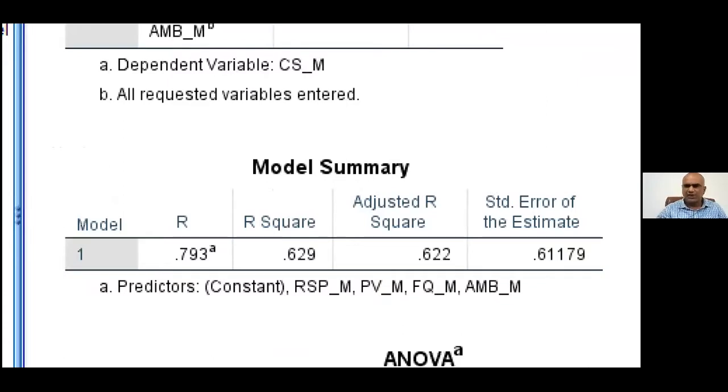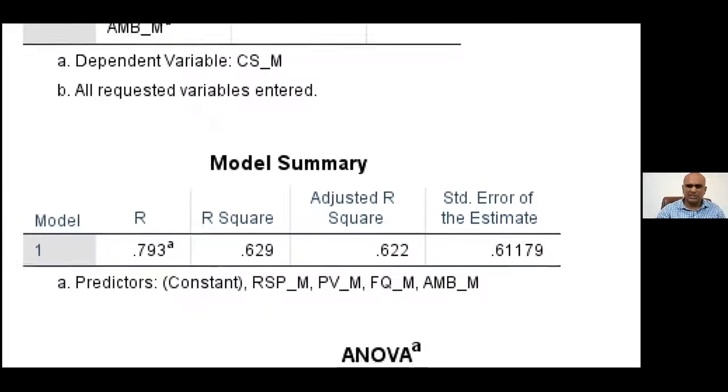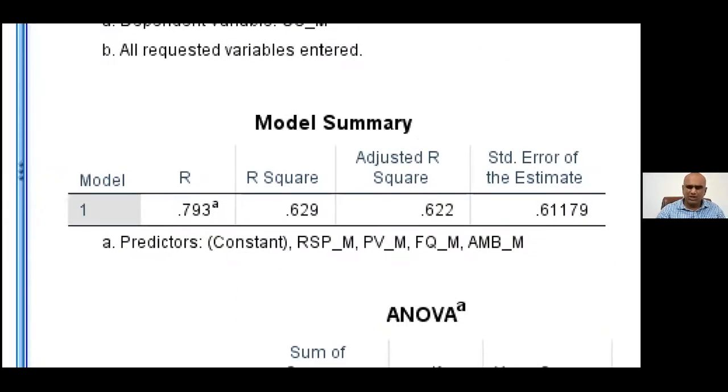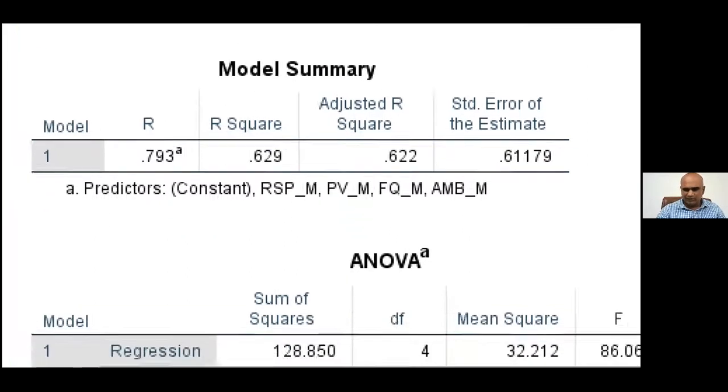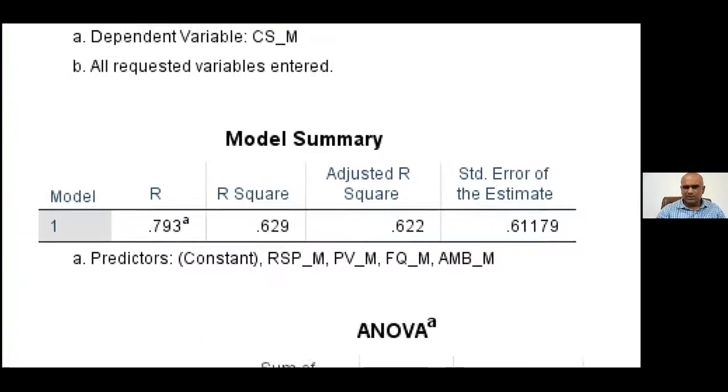responsiveness, perceived value, food quality, ambience, when we ran it, how much they are explaining the dependent variable, which is customer satisfaction. According to them, it is explaining 0.793, which is the R-square value, right? So this is the model which is explaining.